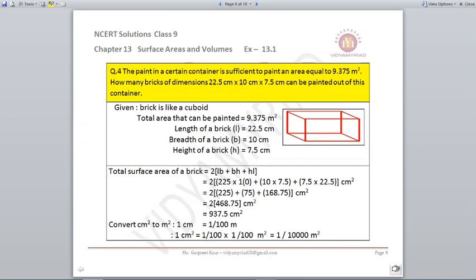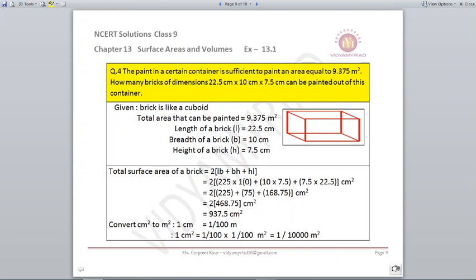Question number 4. The paint in a certain container is sufficient to paint an area equal to 9.375 meters square. How many bricks of dimensions 22.5 centimeters into 10 centimeters into 7.5 centimeters can be painted out of this container? Now let's write what is given to us. You are talking about a brick. Brick is in the form of a cuboid. So whatever is given to us, we are told the total area that can be painted is 9.375 meters square. Length of the brick is told, breadth is told, height is told.